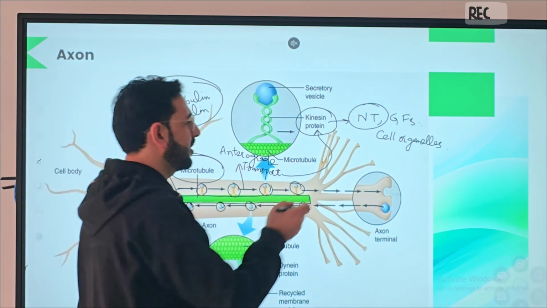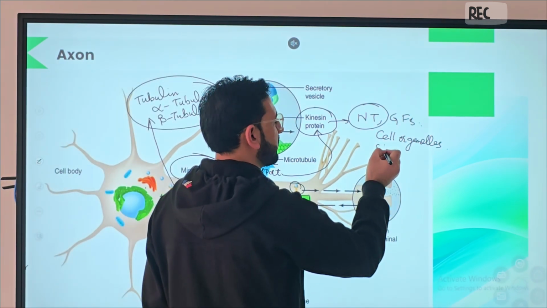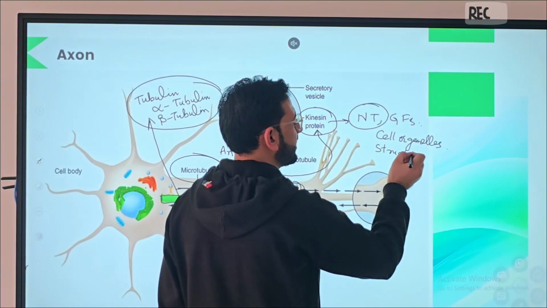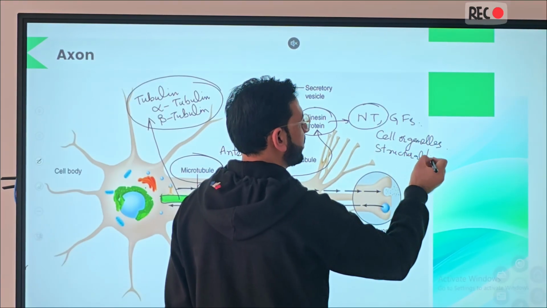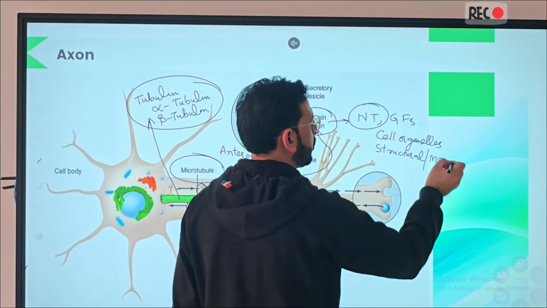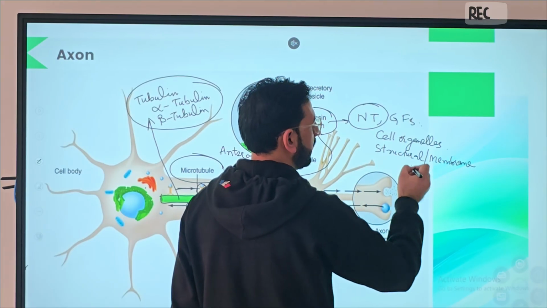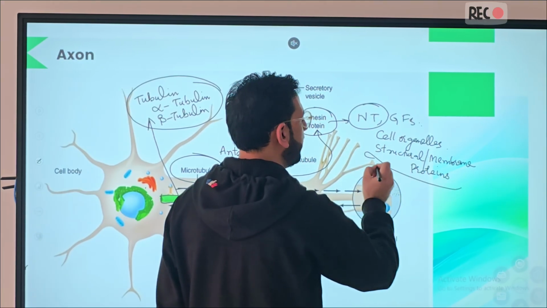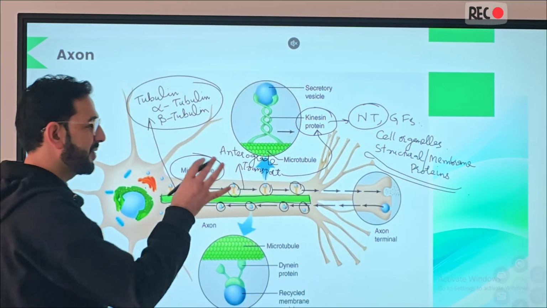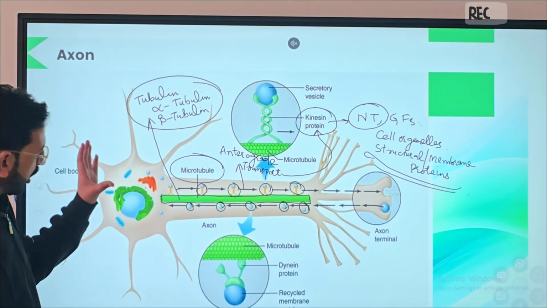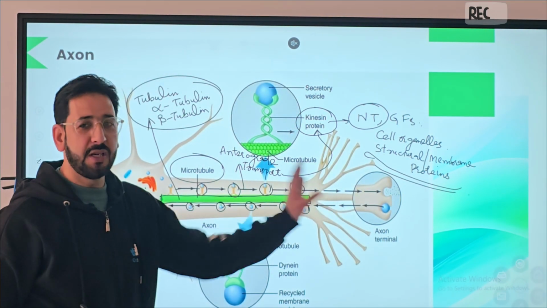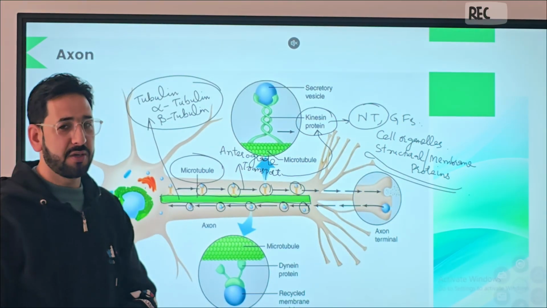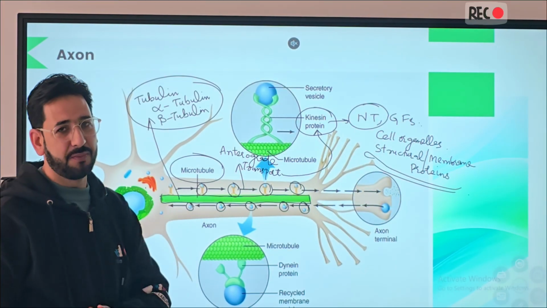There is another important thing, that is different proteins. For example, the structural proteins or the membrane proteins that can be used all along the axon or axon terminal. So these structural and membrane proteins can also be transported from the cell body down the axon towards the axon terminal. That is done by the kinesin protein.